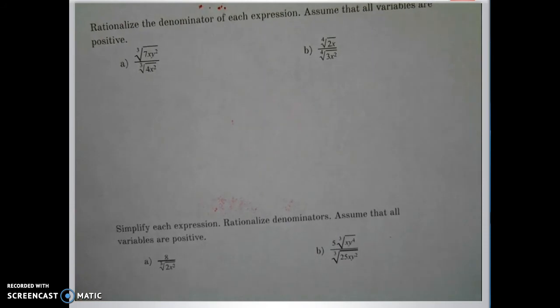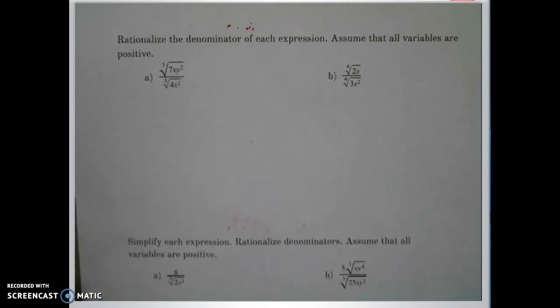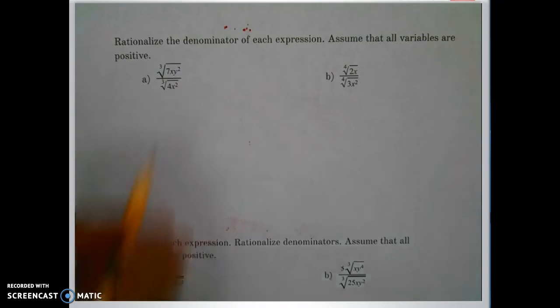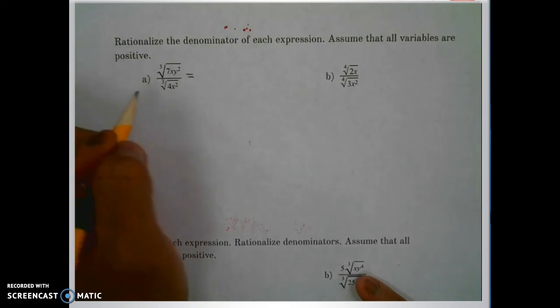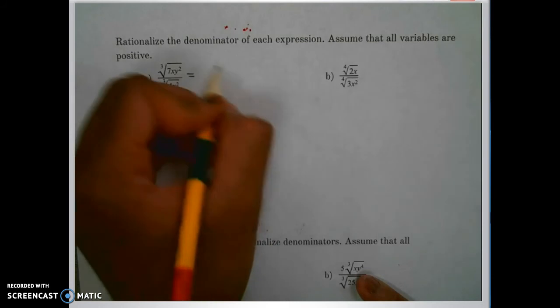Okay, rationalize the denominator. So remember, the same thing with square roots is that we cannot have any radicals in the denominator. It's just not allowed, so we're going to rationalize it. And we're still going to be assuming that all of my variables are positive. So, first things first, I do want to try to simplify as much as I can before I do anything else. Do I? Yeah, I kind of do.